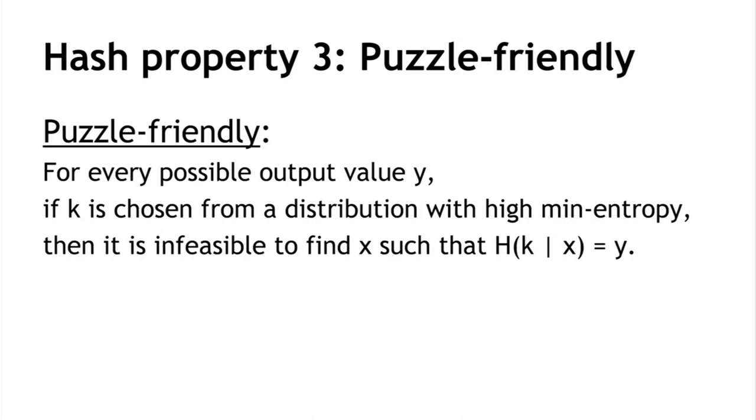So what this means is basically that if someone wants to target the hash function, if they want it to come out to some particular output value y, that if there's part of the input that is chosen in a suitably randomized way, that it's very difficult to find another value that hits exactly that target.